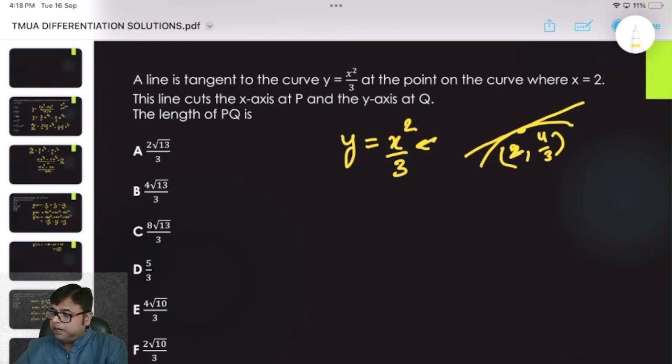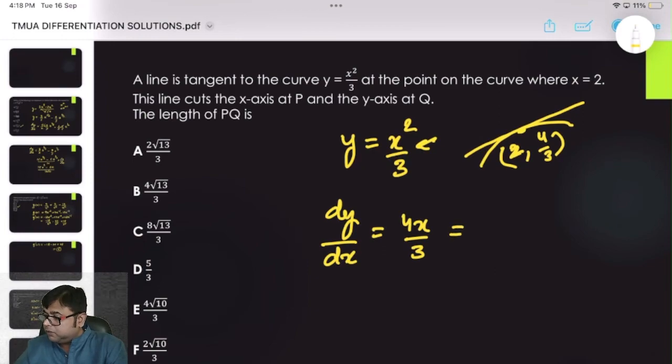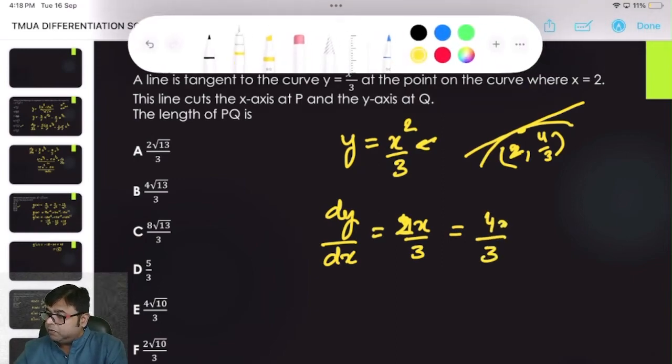I know the point, but I need to know the slope. For slope, I'll differentiate as I covered in the theory video. Right. It is 2x by 3. X is given to me as 2. So if I put x as 2, it will give me 4 by 3. So the slope is again 4 by 3.